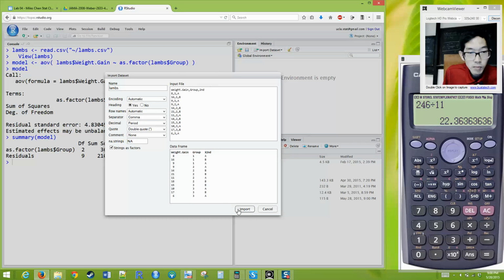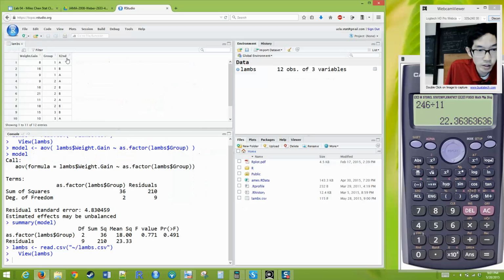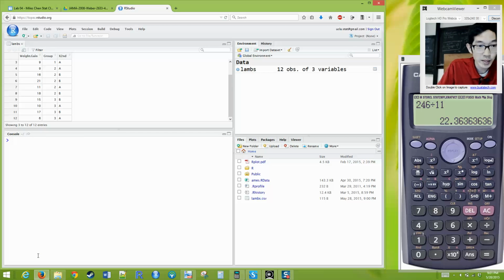All right, so we're going to make a model again. We're going to do analysis of variance, and we're going to do lambs$weight gain as explained by lambs$sign, the second variable. Now I don't have to do as.factor here because I'm using letters A and B, and R understands, oh, those are letters, those are labels. It's not going to try to treat those as numbers. Okay, so there, it's done.